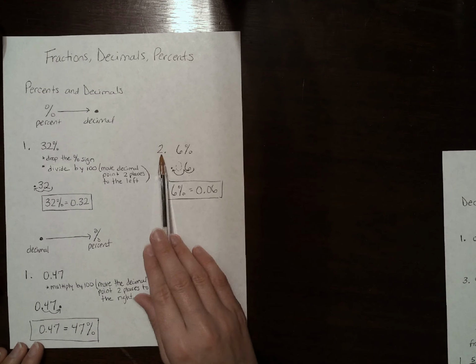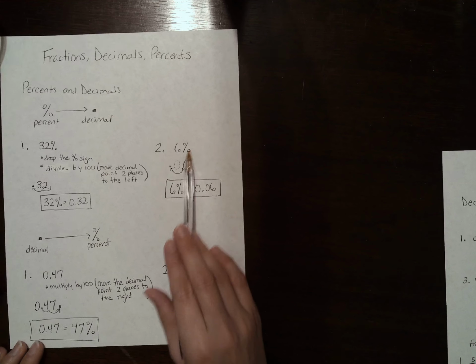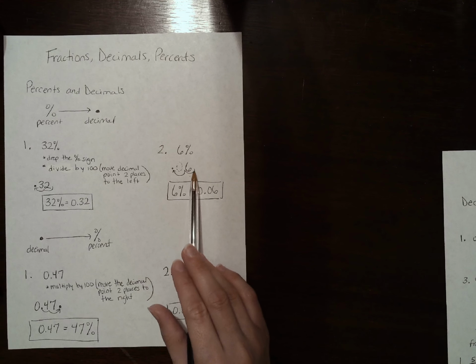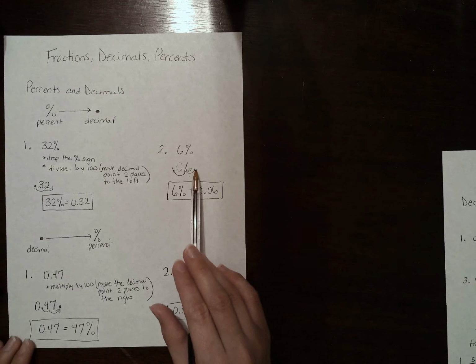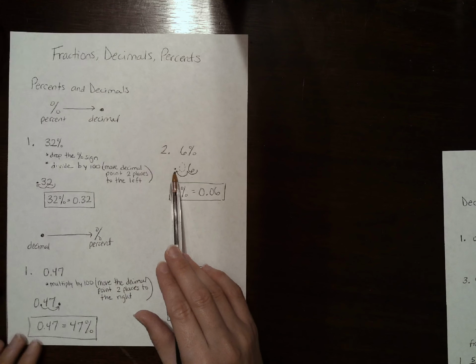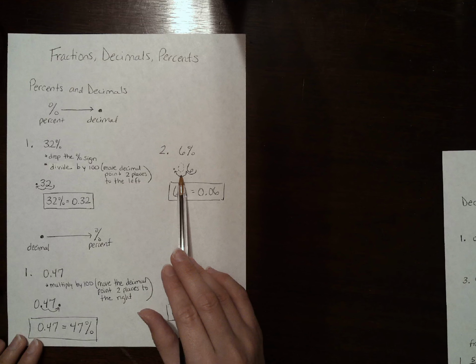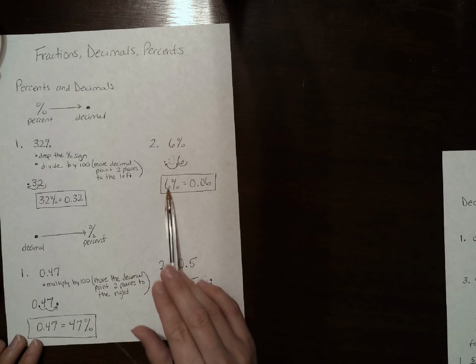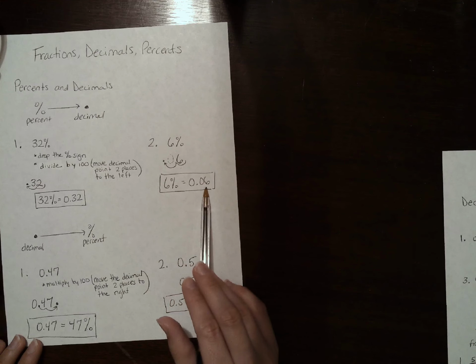Number 2. We have 6%. We are going to drop the percent sign and move the decimal point over 2 places to the left. 1, 2. We are going to fill in this empty loop with a 0. So 6% is equal to 6 hundredths as a decimal.